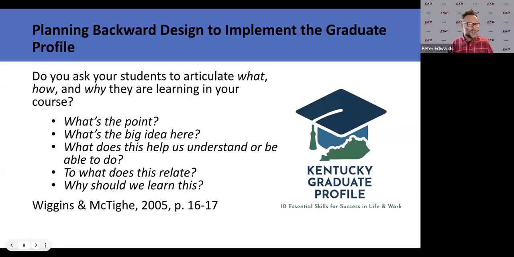Because eventually they are going to leave your institution. They need those skills to be out in the world and being productive members of society. What are we relating this to? Ideally, we're not teaching in a bubble, right? We want these things to be relevant to student experience and the future experiences of students.